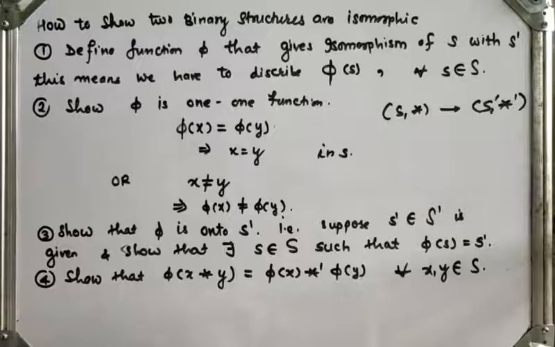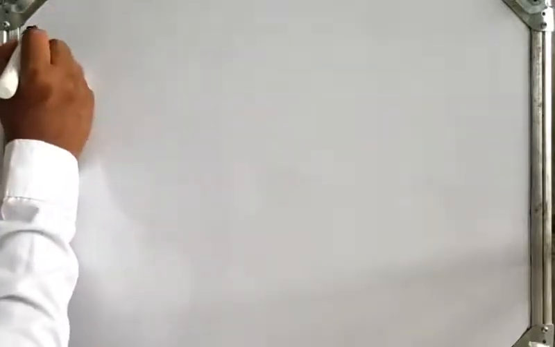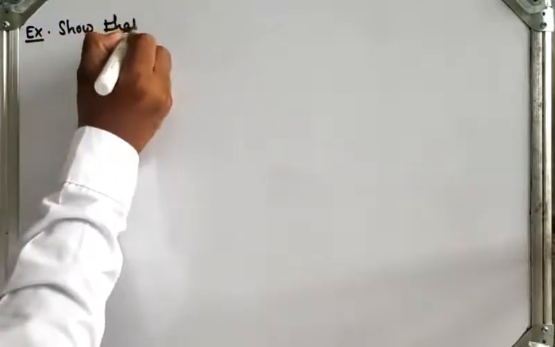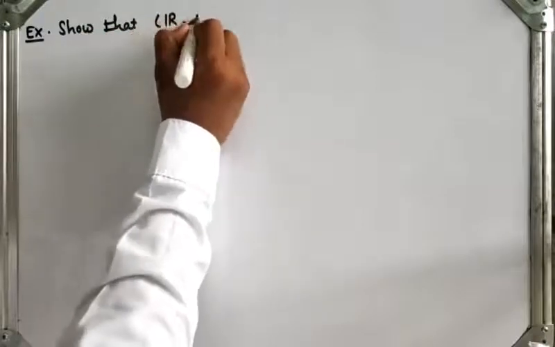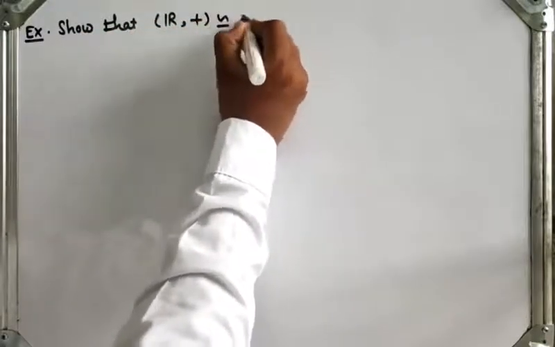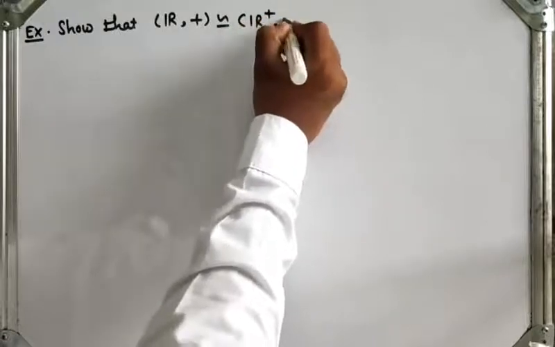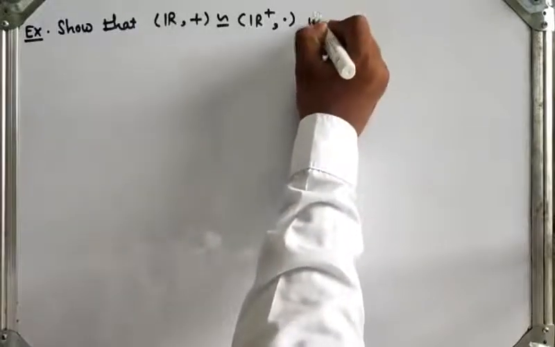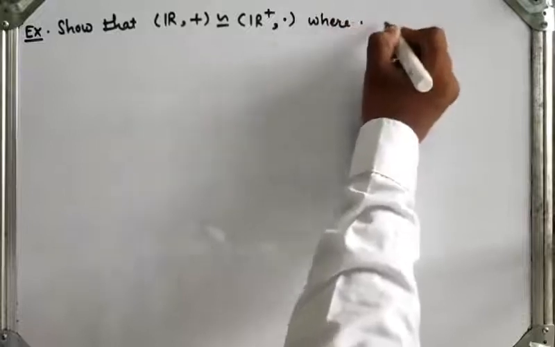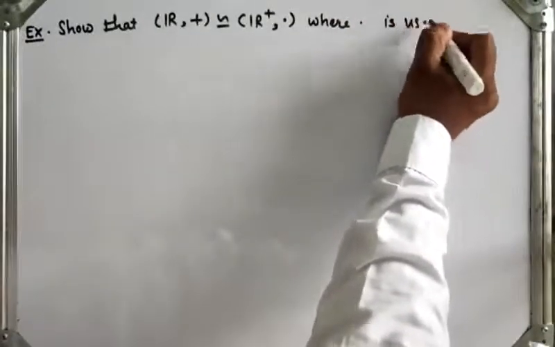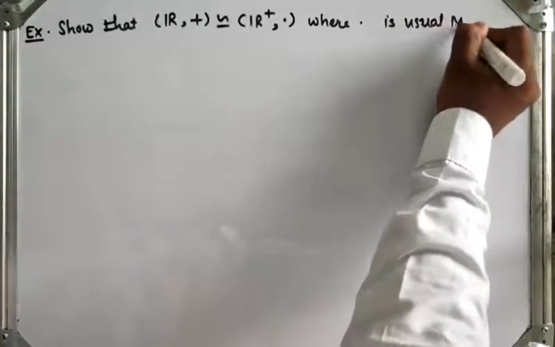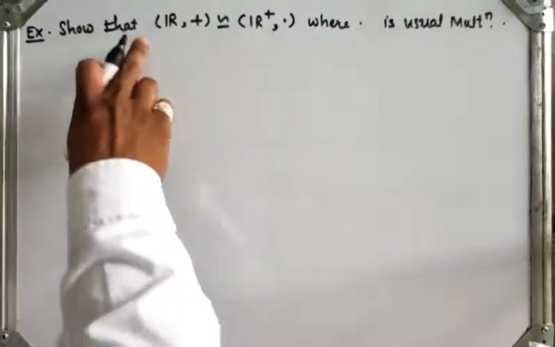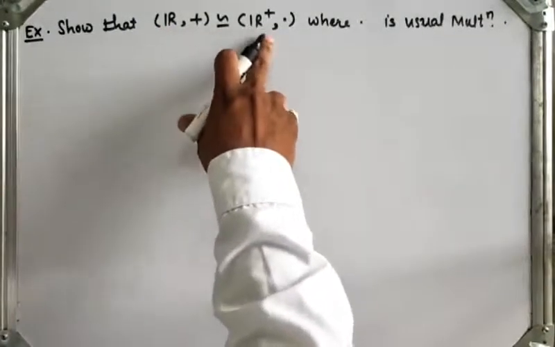We'll take an example. Show that R under binary operation addition is isomorphic to R plus under binary operation multiplication, where dot is usual multiplication. So here what we have to show is R under addition is isomorphic to R plus under multiplication.